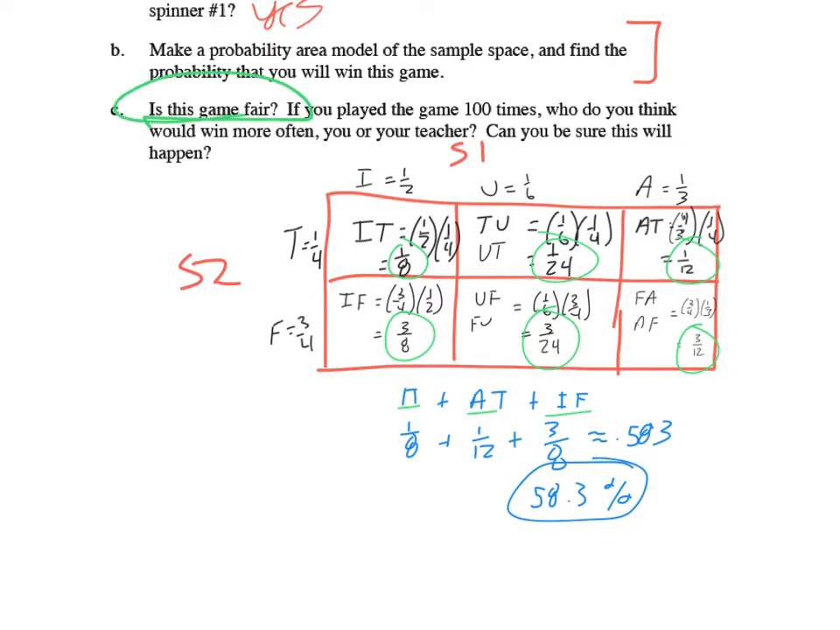No, it's not. It's actually leaning in your favor, which is a good thing to do. And so can you be sure that you would want to play this? Yeah, I think that'd be a good thing to do. So this again was dealing with sample space and a probability area model. On the next slide, we're going to take some math notes on the difference between that and what we're going to introduce to you called a tree diagram.